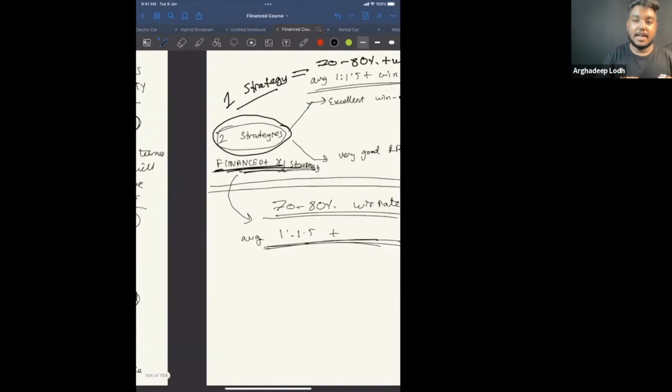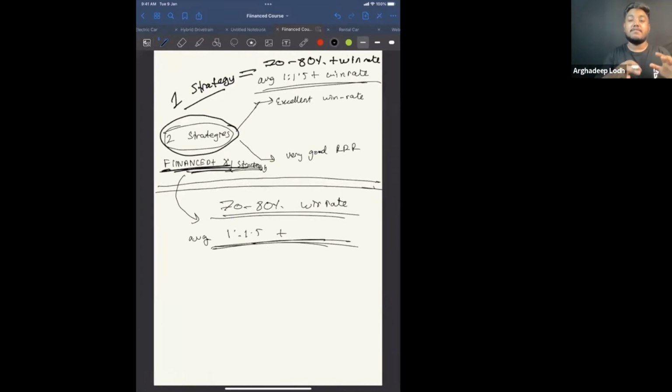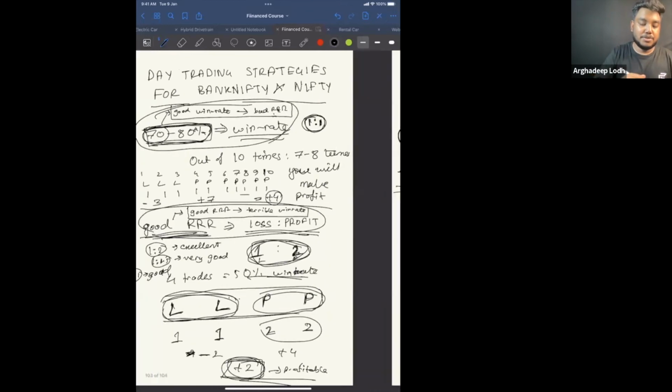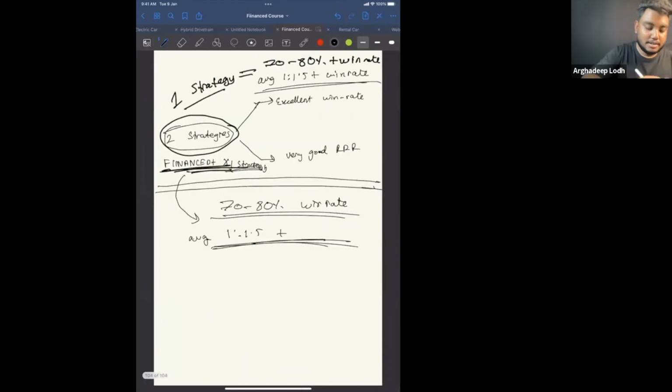But we have designed such a strategy. We have made such an indicator. This is the best of both worlds in a single one. एक ही चीज में win rate भी मिलेगा आपको, एक ही चीज में आपको risk to reward ratio भी मिलेगा.